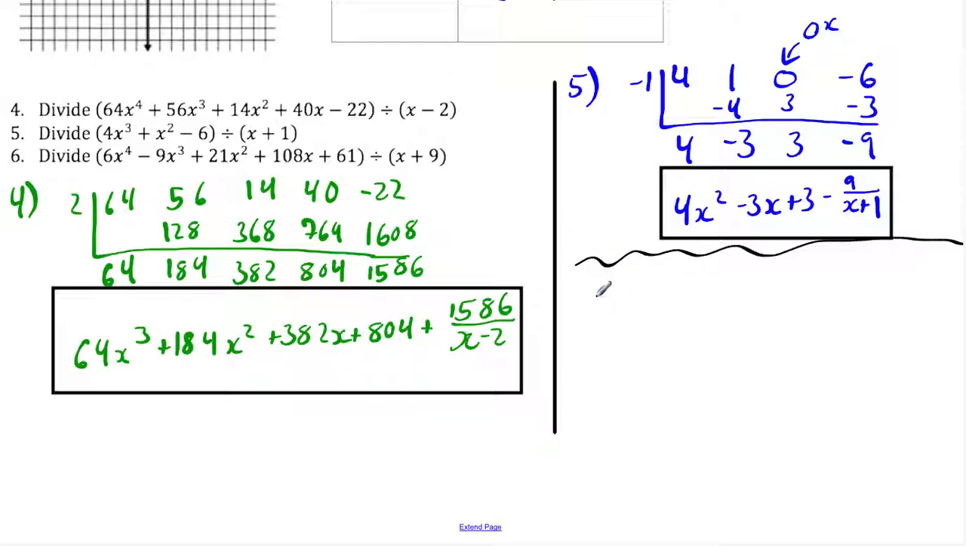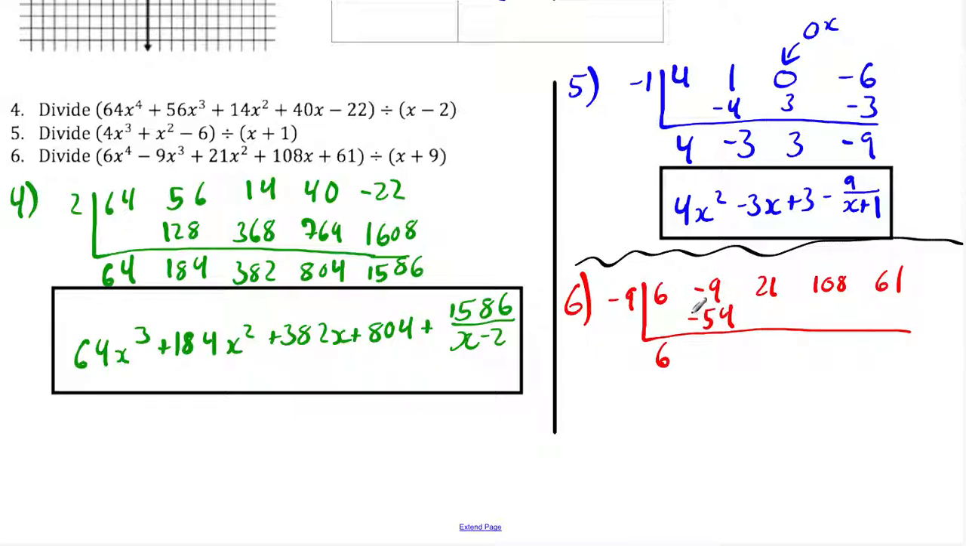If we look at number 6, it's going to be x plus 9, so it's a negative 9 on the outside. On the inside, we're going to have 6x to the fourth, negative 9x to the third, 21x squared, 108x, and 61. So if I bring down the 6, and then I can multiply, that's going to be a negative 54. If I have the negative 54 plus a negative 9, that's going to be a negative 63.